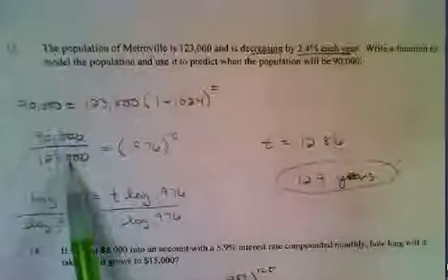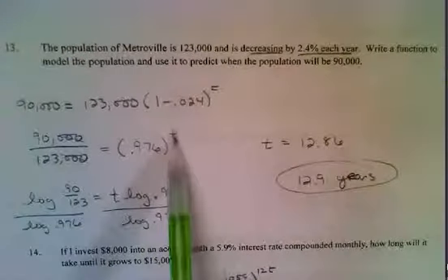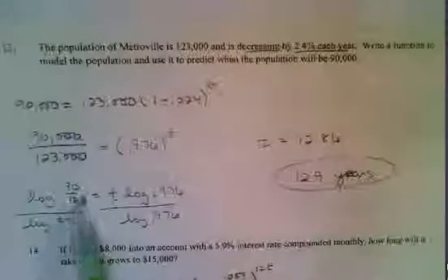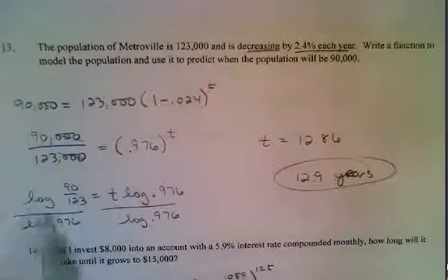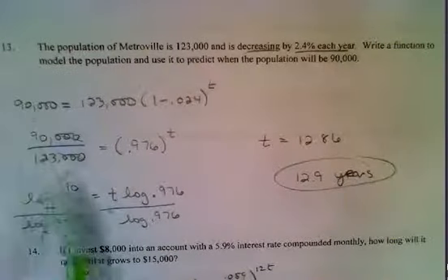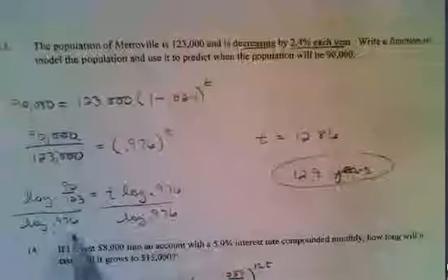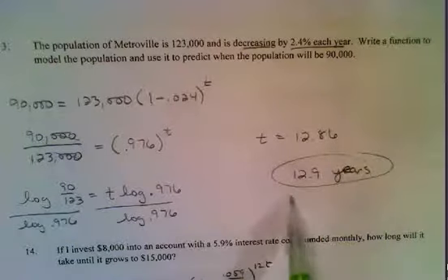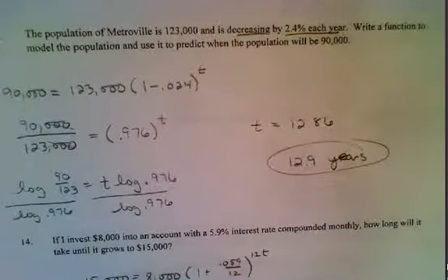So I divided by 123,000, took the common log of both sides, used the power property, put that t out in front, so I had the log of this fraction, the thousands canceled out, so I knew I didn't have to rewrite those. So the log of that equals t times the log of 0.976, so I divided by that log of 0.976, and I got about 12.86, so I just rounded that to 12.9 years, because remember t is in years when you're talking about annual interest.